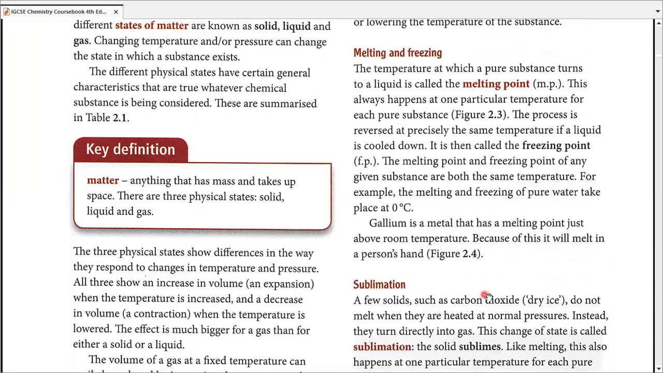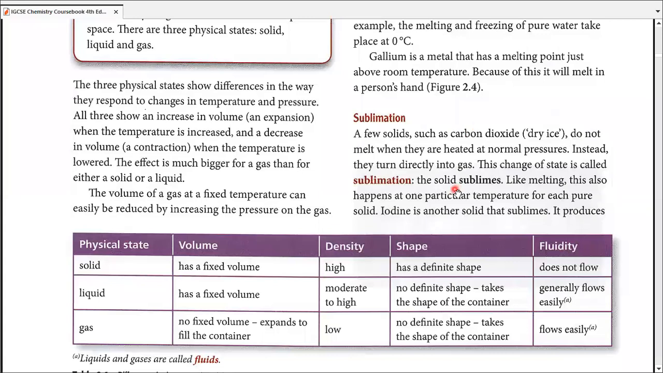Let me clear it up. Okay. The next one on the list is sublimation. For sublimation, there are a few solids which convert from solid directly into gaseous state without going into the liquid phase. We call the process sublimation, and for the solid, the verb is sublimes. Now, this also happens at a particular temperature. We can give a few examples.